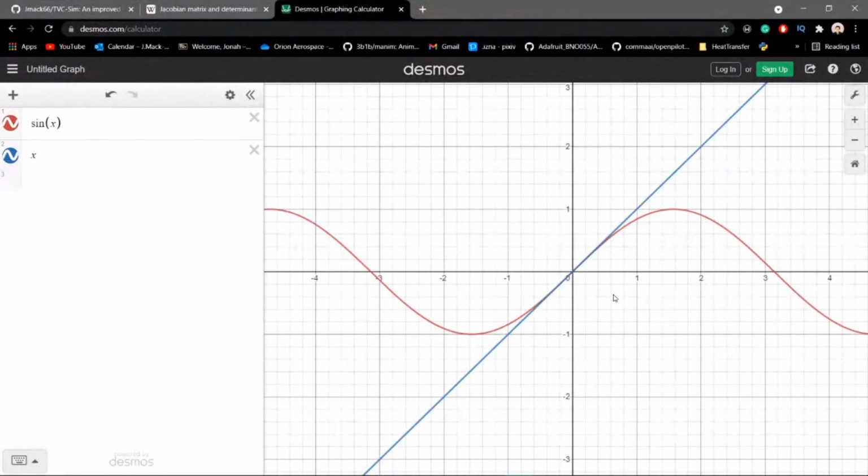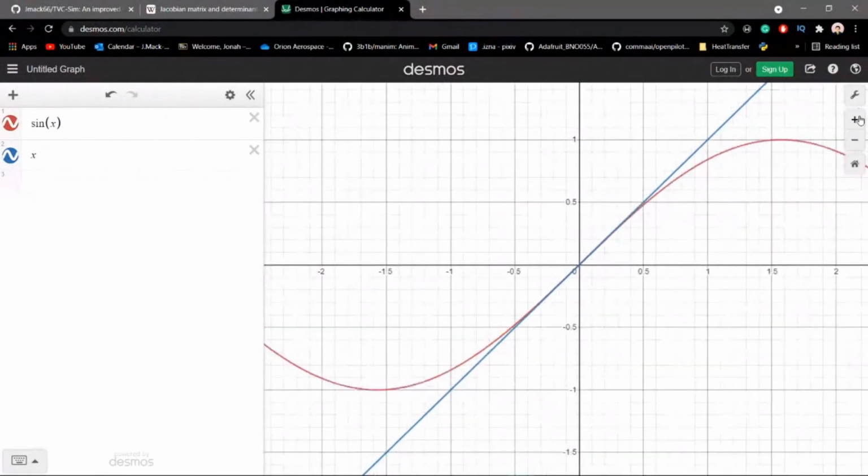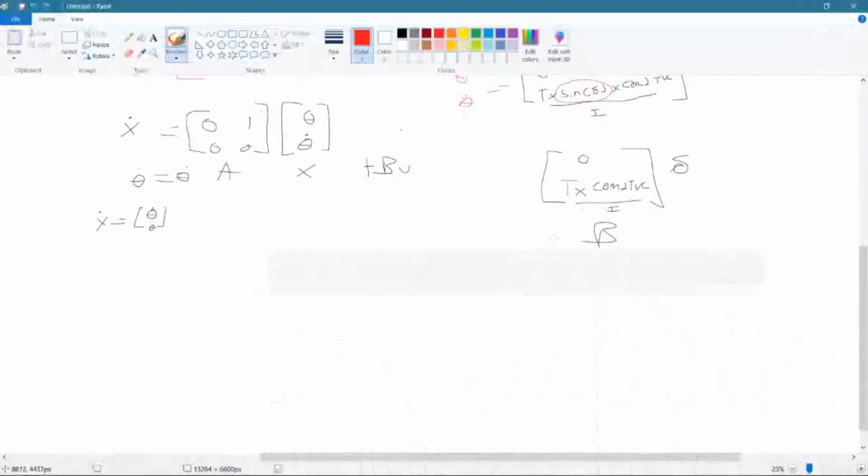I've shown you that it is true. You don't need to believe me for anything. I can show you that you can find for yourself. This is a very, very good approximation for a very wide range of TVC angles.